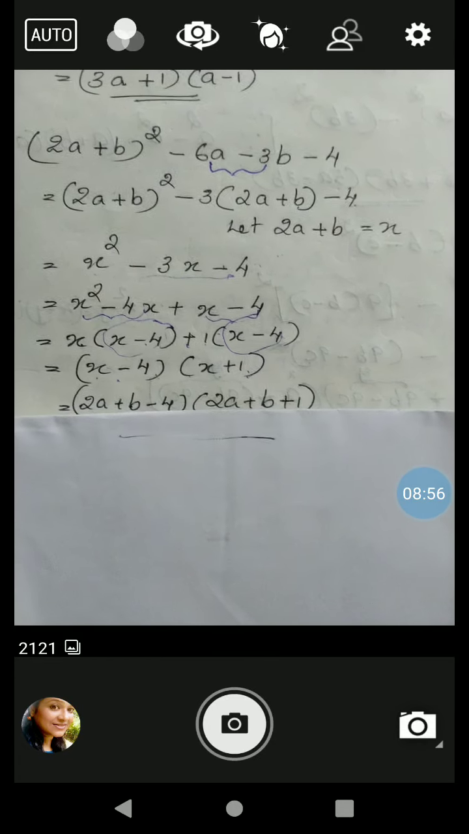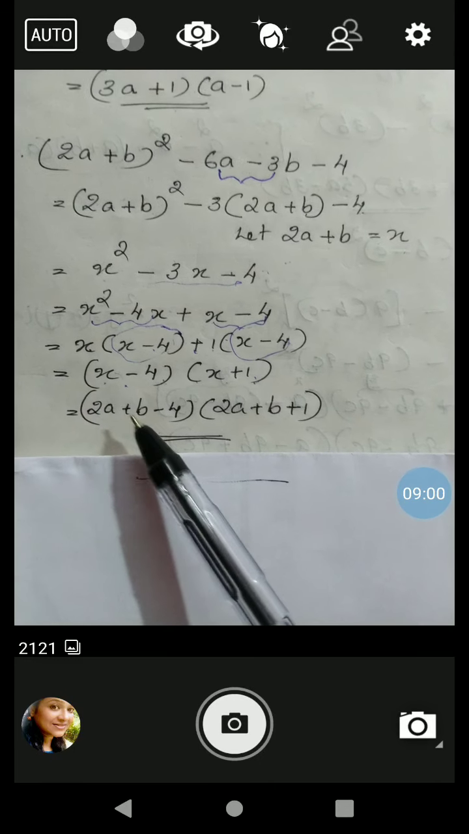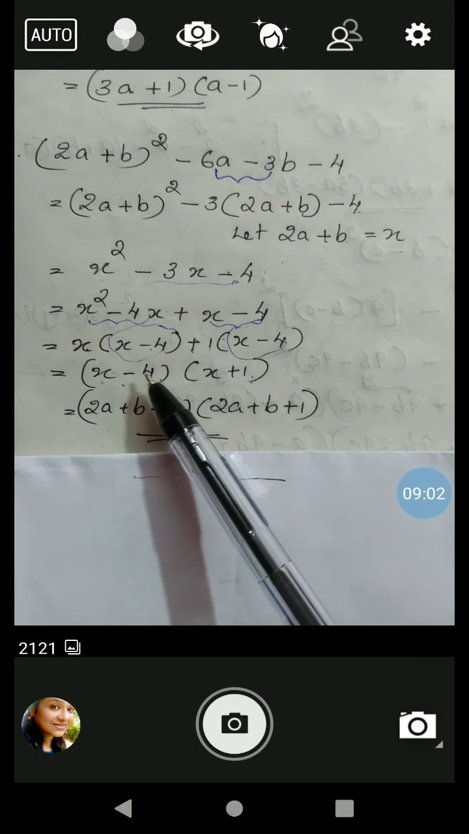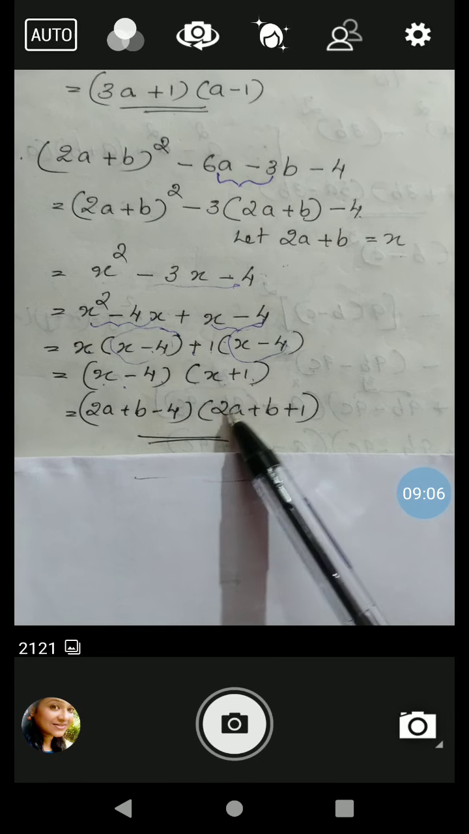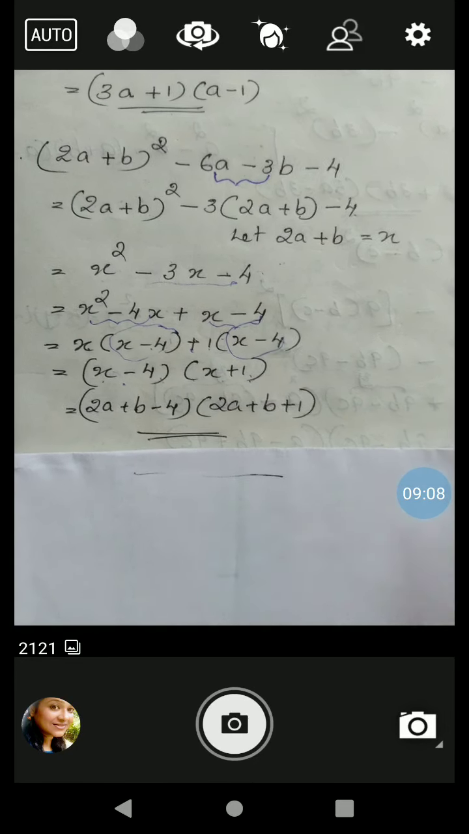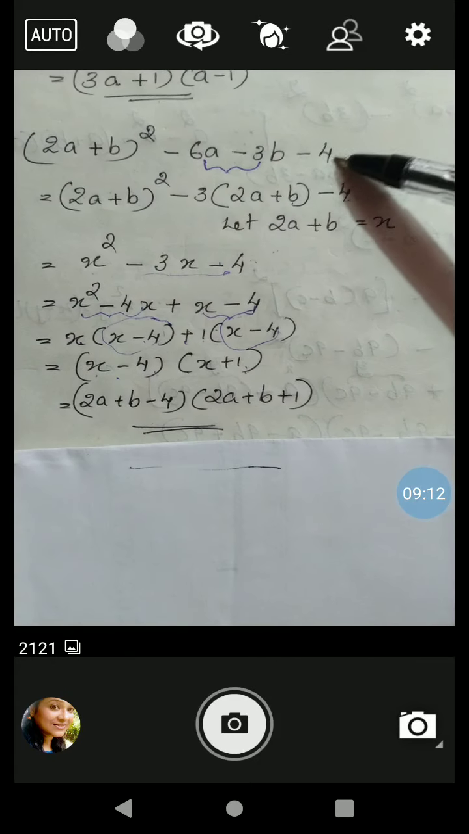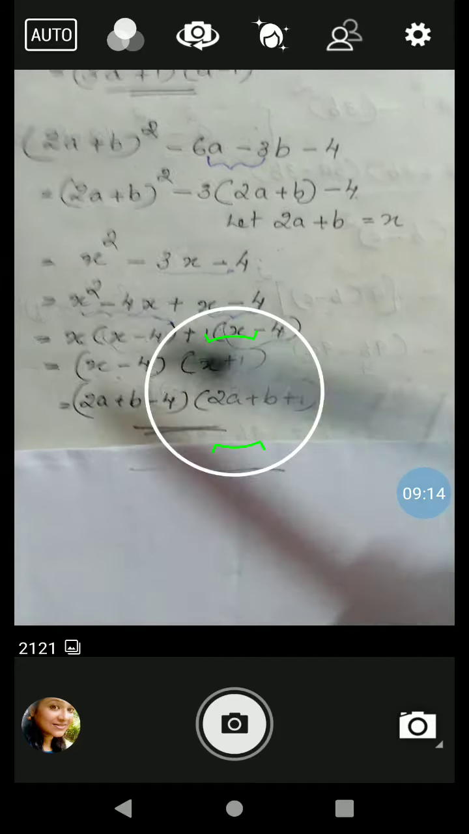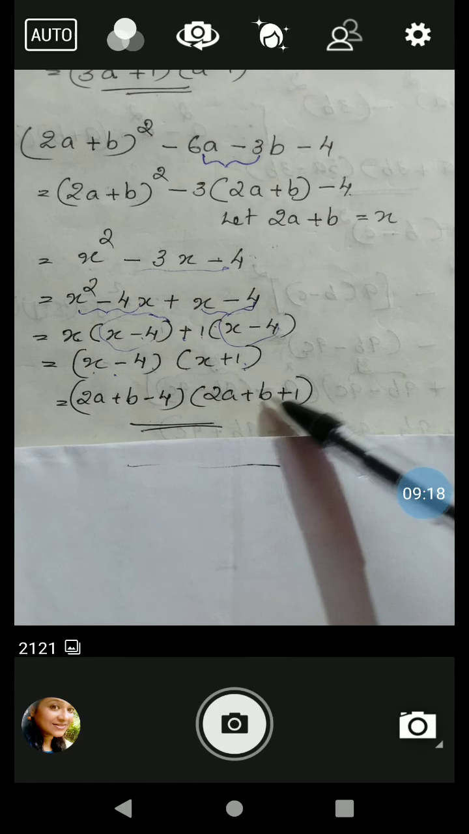So this becomes 2a plus b instead of x. There is 2a plus b minus 4 into 2a plus b plus 1. So the answer at last, we get this expression can be written as 2a plus b minus 4 into 2a plus b plus 1.